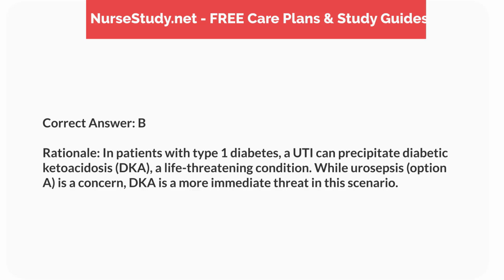Correct answer, B. Rationale: in patients with type 1 diabetes, a UTI can precipitate diabetic ketoacidosis, DKA, a life-threatening condition. While urosepsis, option A, is a concern, DKA is a more immediate threat in this scenario.